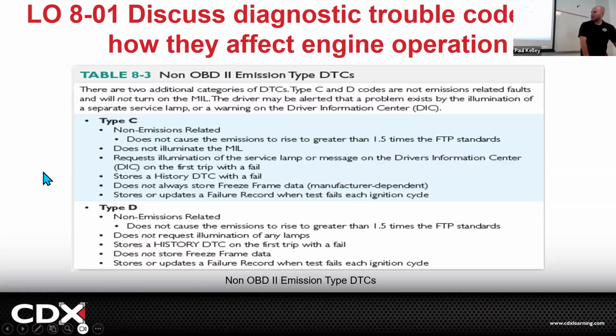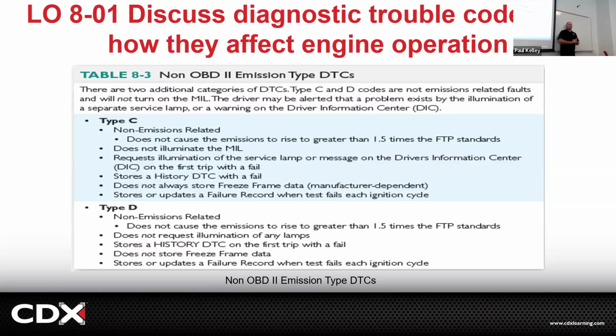And then D, again, non-emissions related, does not cause emissions to rise greater than the threshold, does not request illumination of any lamps at all. This would be an example of maybe a lost communication between two modules that aren't critical. You'll go in and you'll be like, there's no lights on, there must be nothing wrong. And then you'll actually run codes and you'll be like, hey, there's codes in here that don't even turn lights on. That could be a type D.